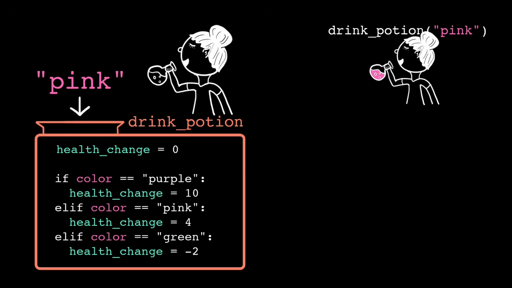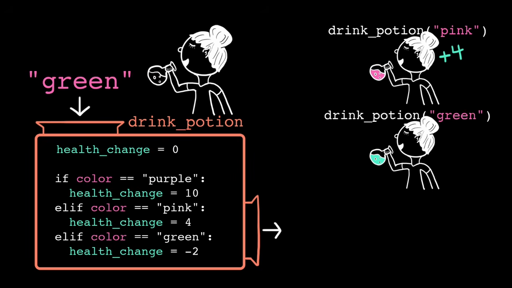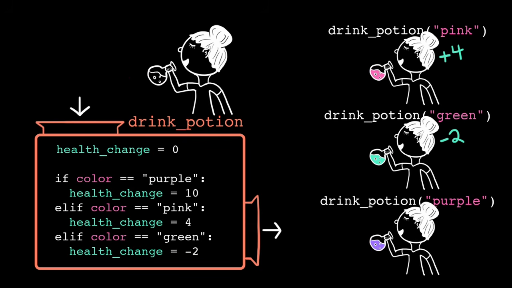Typically, a function takes in some number of input values, it operates on them in some way, and then it returns out an output value. The input values allow us to generalize the function's task, so it can round any number to any number of decimal points, or drink a potion of any color. Each time we call the function, we can pass in different input values. The function call expression then evaluates down to whatever output value the function returns.